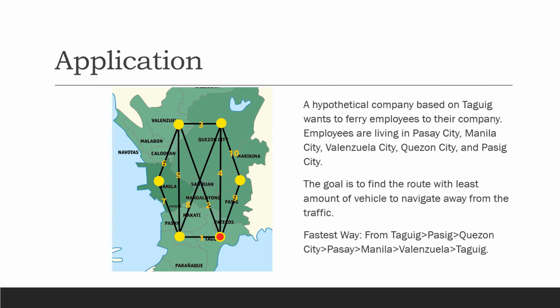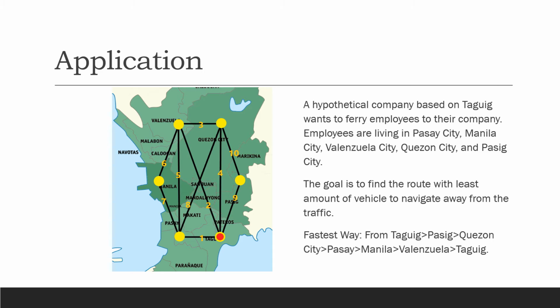Next is the application. Suppose a hypothetical company based in Taguig wants to ferry employees to their company. Employees are living in Pasay City, Manila City, Valenzuela City, Quezon City, and Pasig City. The goal is to find the route with the least amount of vehicles to navigate away from the traffic. Using the Eulerian and Hamiltonian circuit, I use Fleury's algorithm to determine whether this graph is a Eulerian circuit or a Eulerian path. By making sure this is a Eulerian circuit, it makes sure every point will have more than one possible route.